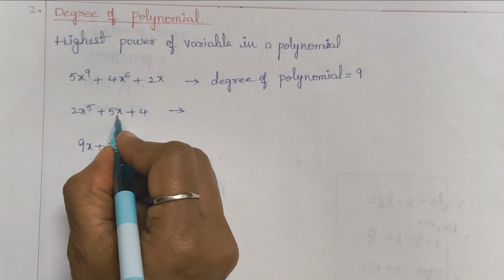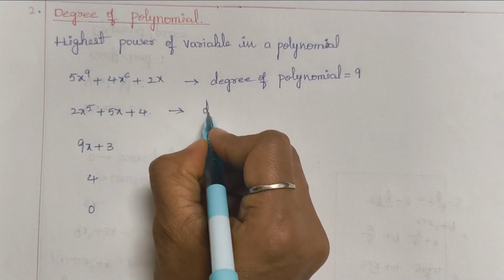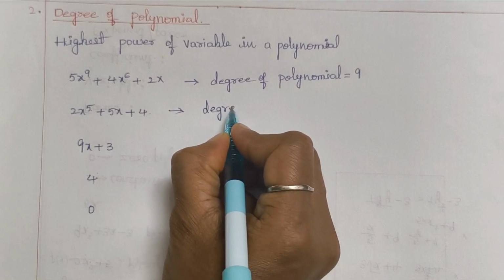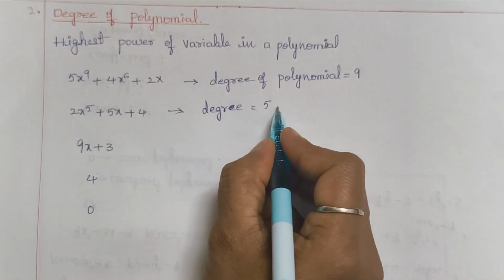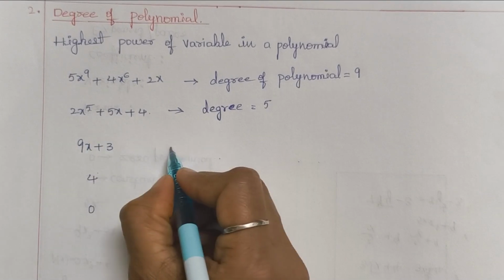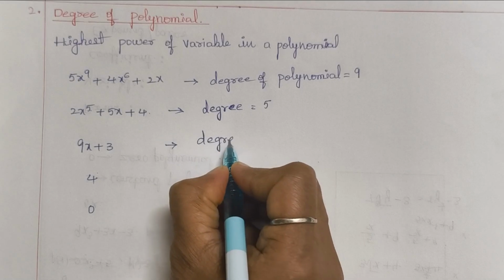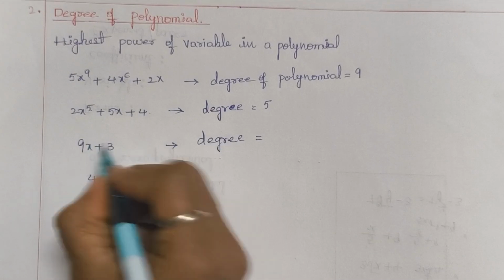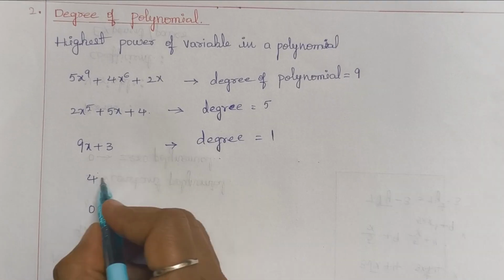Next, this one: 2x to the power of 5 plus 5x plus 4. What is the highest power? 5 is there. So the degree of the polynomial is 5. In this equation, what is the highest power? Here nothing written means it is 1. So what is the degree of the polynomial in this equation? The highest power is 1, so 1 is the degree of the polynomial.